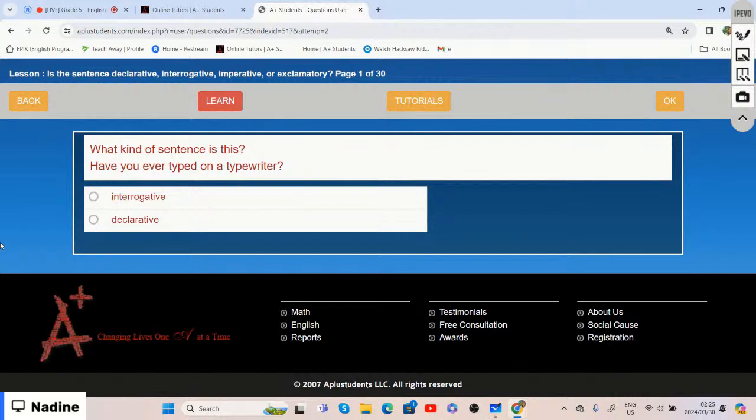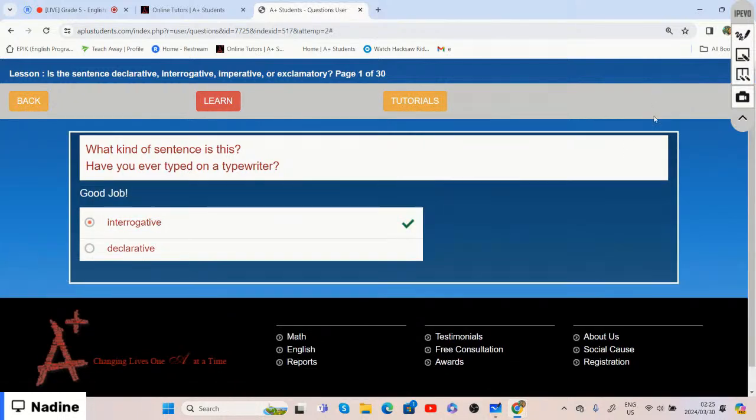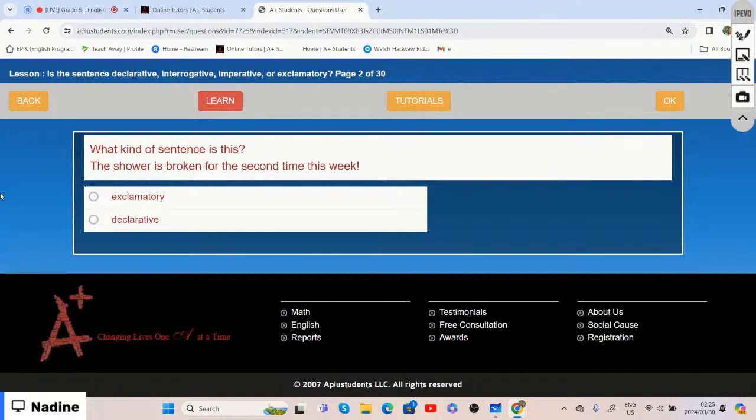All right, so if we are going to choose the type of sentence, right, we're going to say this is an interrogative sentence because it even ends with a question mark. It asks a question. All right, so well done, interrogative is correct.